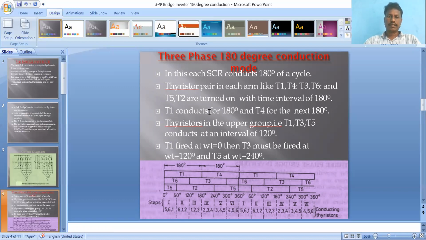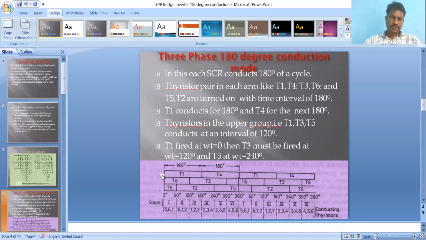So T1 conducts for 180 degrees and T4 for the next 180 degrees. And again T1, T4, then T3, T6, then T5 and T2. The upper group thyristors T1, T3, T5 conduct at an interval of 120 degrees. These graphs will be explained clearly.